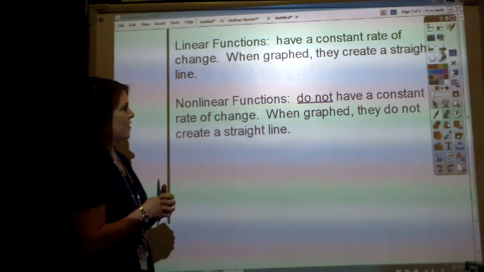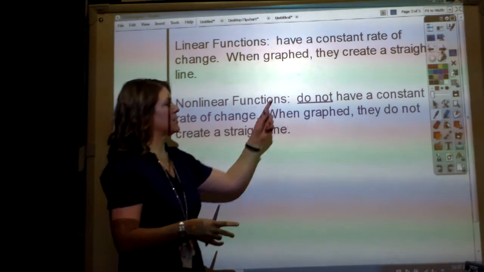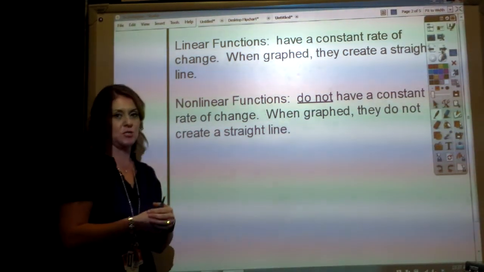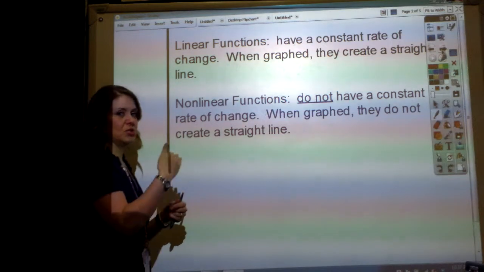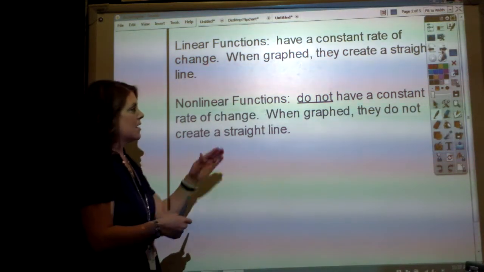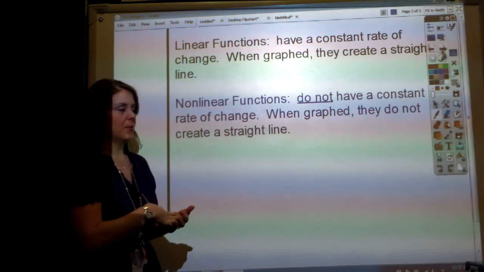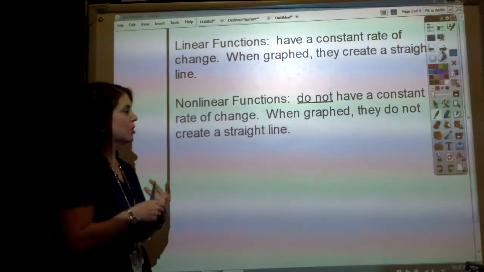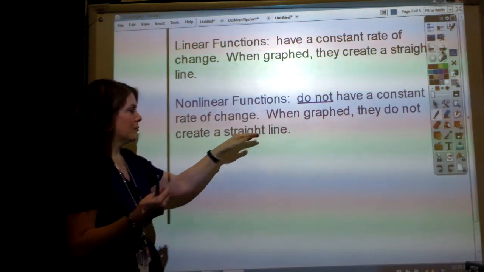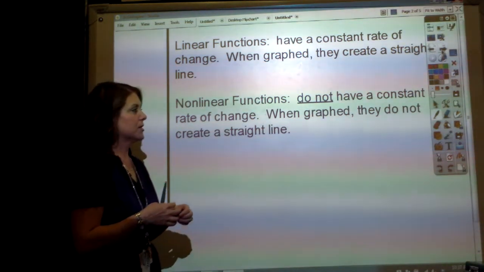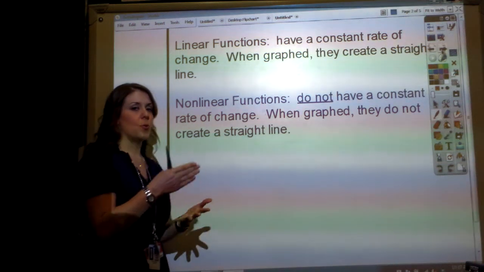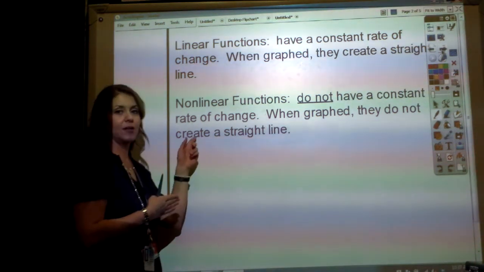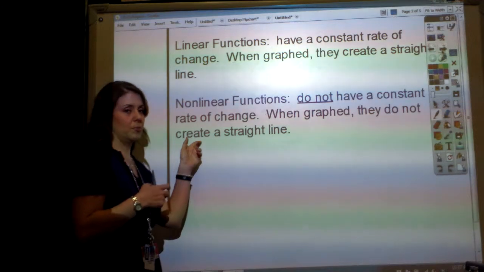A nonlinear function is not going to have a constant rate of change. So as you look at your change in y over your change in x, it's not going to be consistent all the way down that table or in the graph. And when you graph it, you're not going to get a straight line. So those points will not create a straight line when you put them on the coordinate plane.